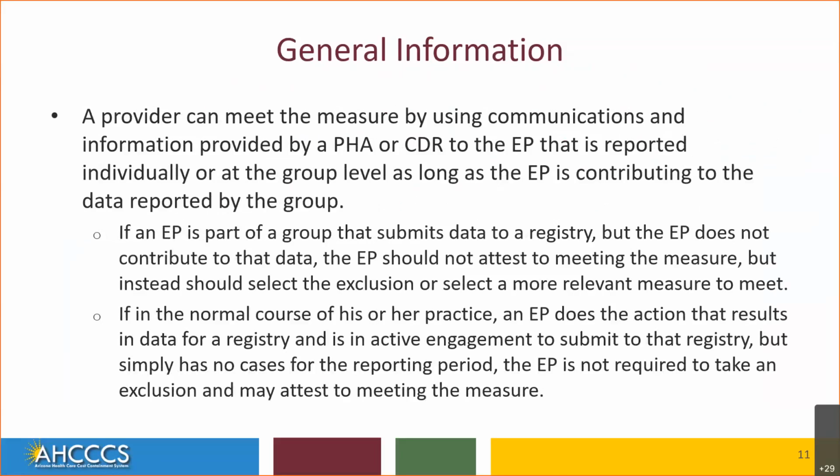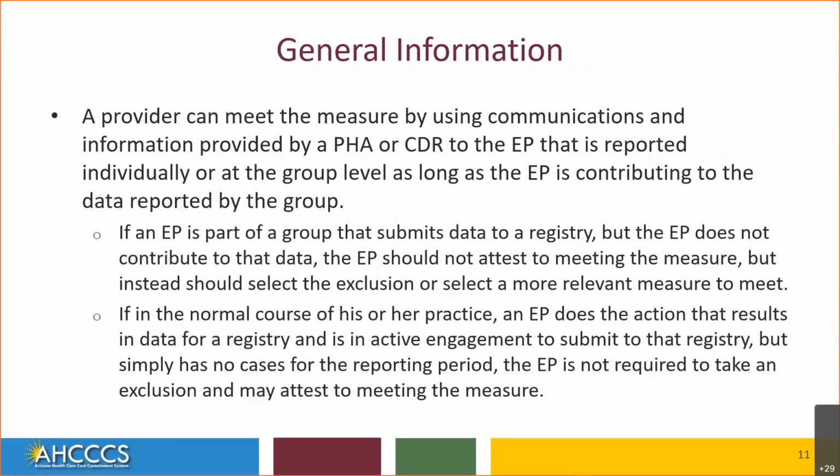A provider can meet the measure by using communications and information provided by one of those registries to the EP that is reported individually or at the group level, as long as the EP is contributing to the data reported by the group. If an EP is part of a group that submits data to a registry, but the EP does not contribute to that data, the EP should not attest to meeting the measure, but instead should select the exclusion or select a more relevant measure to meet.